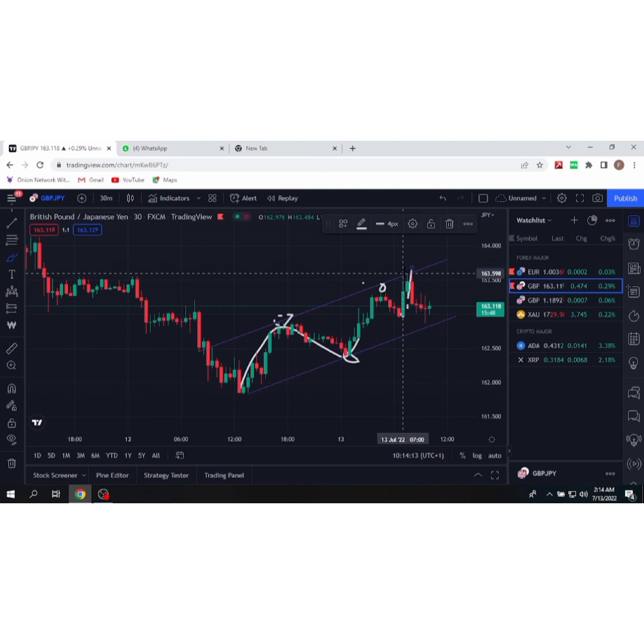Now there is what we call confluence. So let's combine your support, your resistance, and your trend line. You will combine your support, your resistance, and your trend line. What kind of opportunity do we see, or are we going to see?